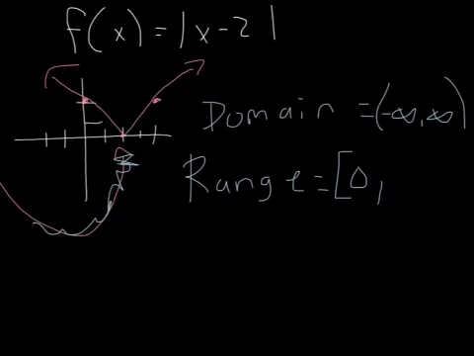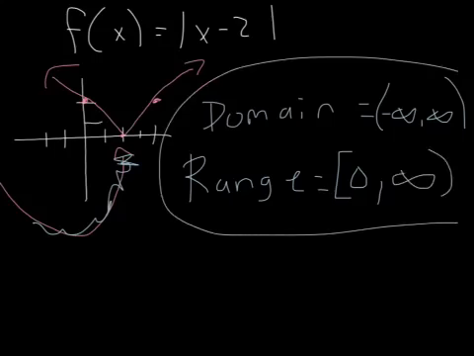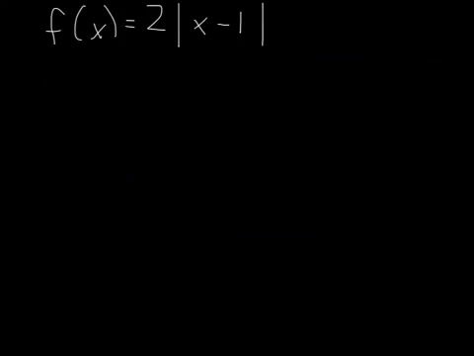So I'm going to say that we can go all the way to infinity, and there's our answer. Let's do one last example here. Let's say we had f of x equals 2 absolute value of x minus 1. I see the absolute value. I know that I need a chart, so I'll give myself an xy chart right away.